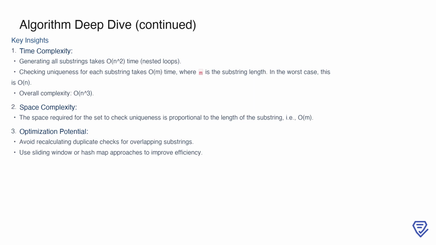While this solution works for small strings, it becomes impractical for larger inputs. This inefficiency opens the door for optimization, such as avoiding redundant checks or leveraging techniques like the sliding window or hash map approaches to significantly reduce the complexity.